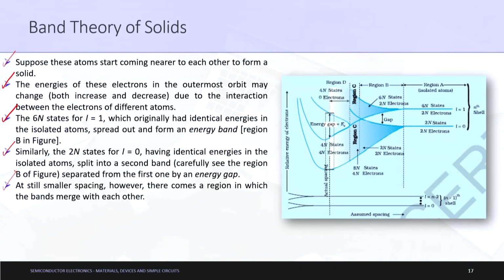Next thing is, at still smaller spacing, however, there comes a region in which the bands merge with each other. Let us see what happens in region C and region D in the subsequent classes. For now, let me stop here. In this part of the discussion, we concluded with the explanation of region A and region B, and also understood the chemistry behind the classification. I will conclude the discussion of band theory in the next part of this lecture. So, thank you so much.